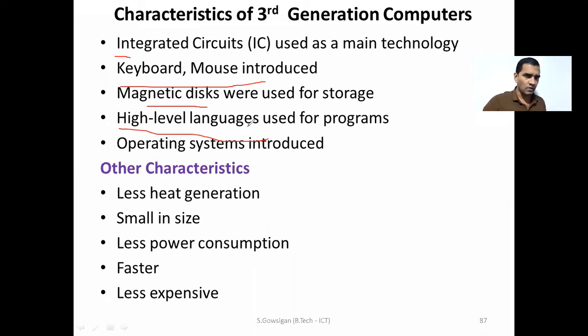So if it is high level, it would be very easy for the people to write the instruction, because high level languages use simple English words for giving instructions. So in the third generation, assembly language wasn't used. It was only high level, right? So then I also explained operating system, right? Operating system also introduced in the third generation.